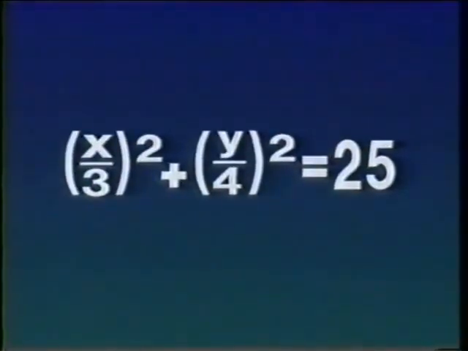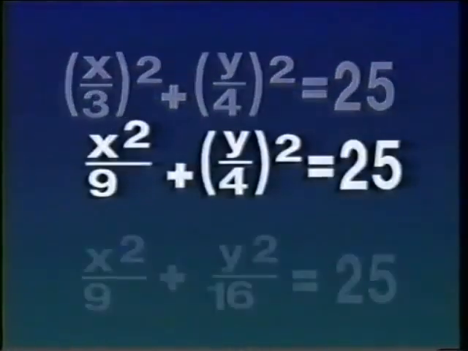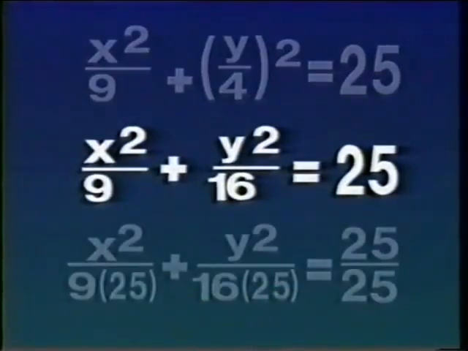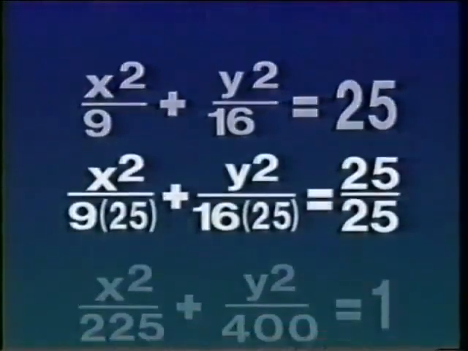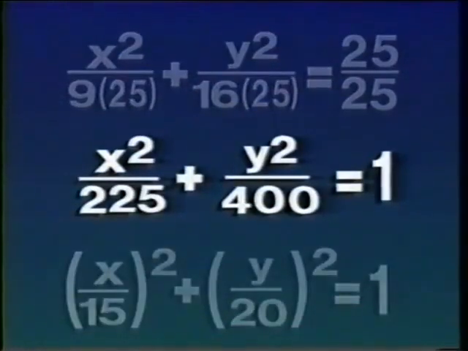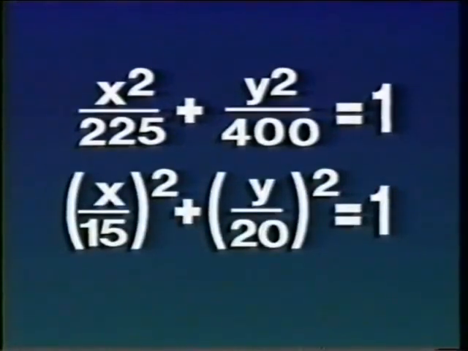This is the equation of the ellipse, but we will now rewrite the equation in what is known as standard form. We can expand the x and y terms to give x squared over 9 plus y squared over 16 equals 25. Dividing both sides of the equation by 25 gives us this equation. Both terms can now be factored, giving this result.